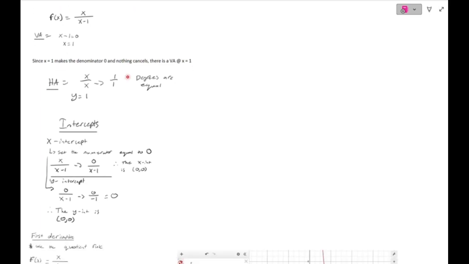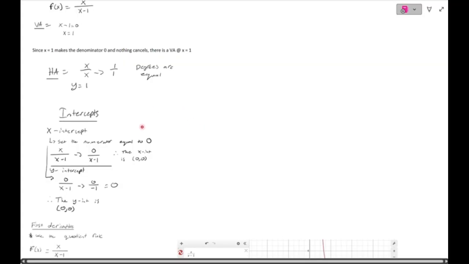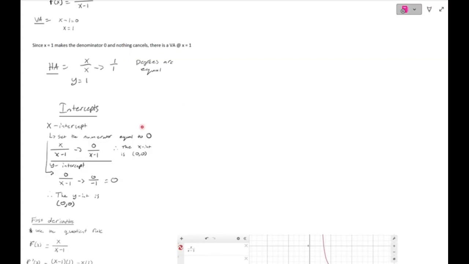Next, I find the horizontal asymptote. The degrees of the numerator and denominator are both 1, as we can see here. So the horizontal asymptote is y equals 1, and the graph will approach this line but never reach it. Now I find the intercepts. For the x-intercept, I set the numerator equal to 0, which gives x equals 0. This gives the point (0, 0). For the y-intercept, I substitute x equals 0 into the function, which also gives 0, so the graph passes through the origin.